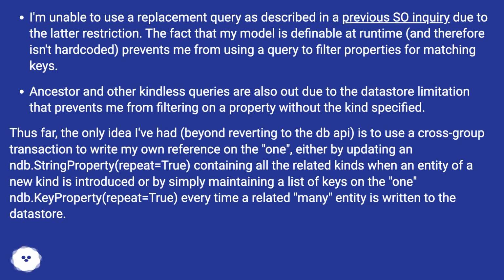Thus far, the only idea I've had, beyond reverting to the DB API, is to use a cross-group transaction to write my own reference on the one, either by updating an ndb.StringProperty, repeated equals true, containing all the related kinds when an entity of a new kind is introduced, or by simply maintaining a list of keys on the one, an ndb.KeyProperty, repeated equals true, every time a related many entity is written to the datastore.